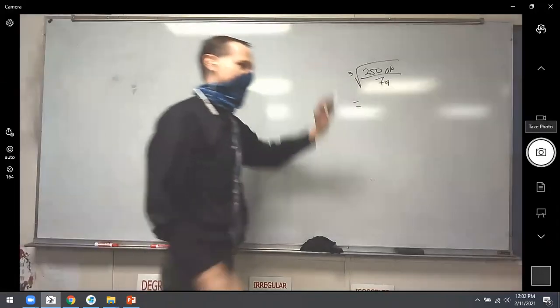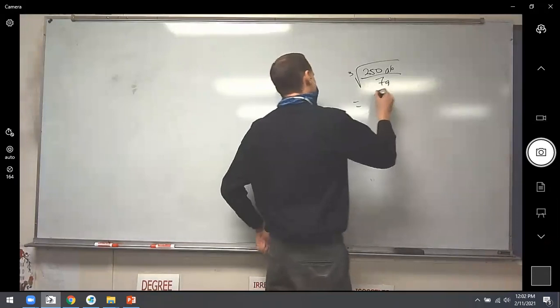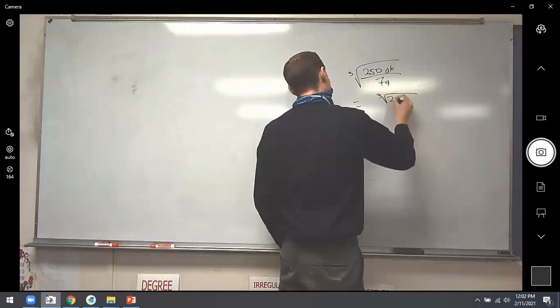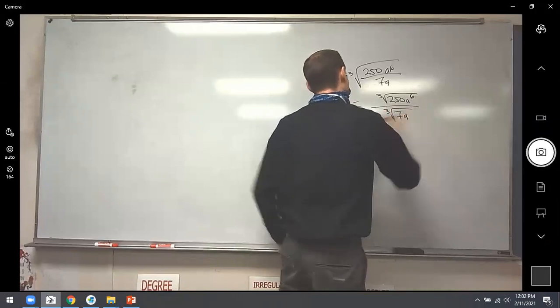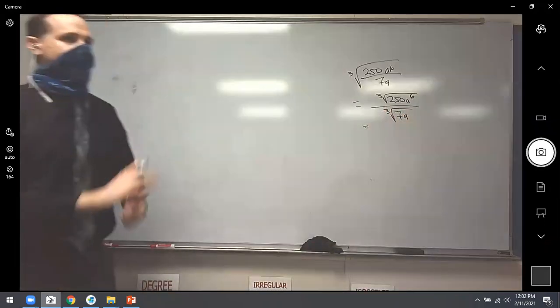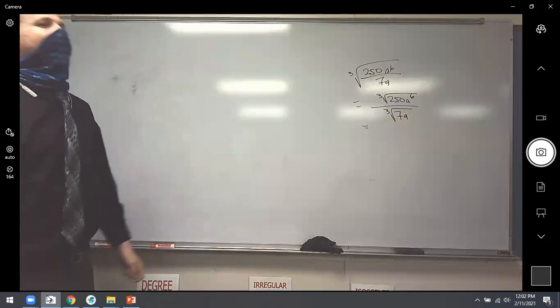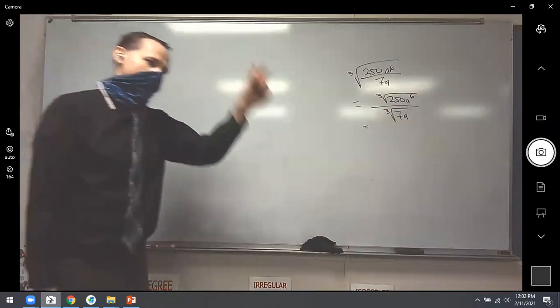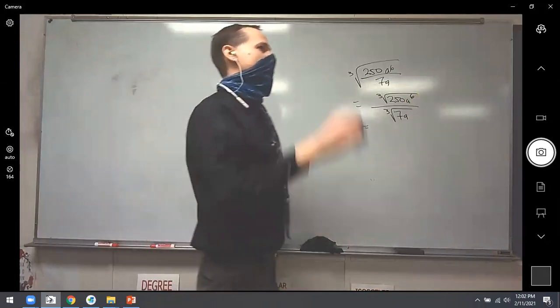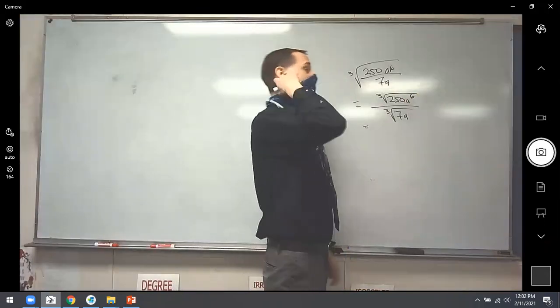I'm not going to freak out. I'm going to do it separately. Let's try to do the root on top, and we'll separately do the root on the bottom. On the top, well, 250. I get out my list of cubes, and one of them is 125, which does go into 250.